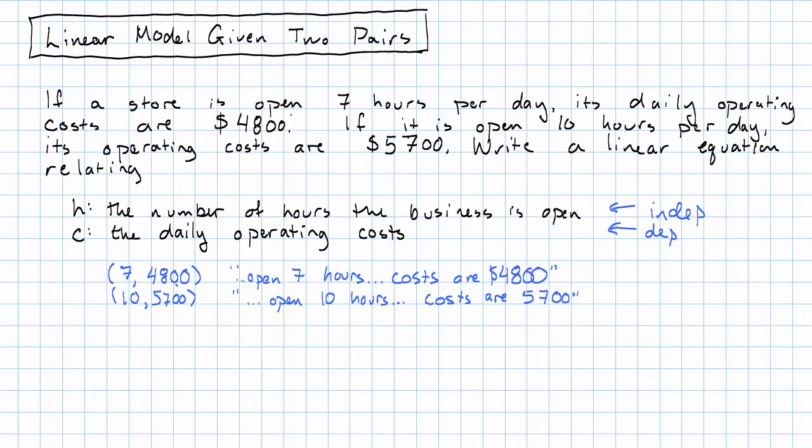How do we write a linear equation through 2 points? Well, first we need to find the slope, and second we use the point-slope form. So, to find the slope, our slope is going to be the change in this case, c. Right, c is our dependent variable, over the change in h.